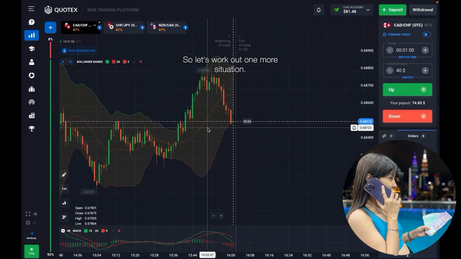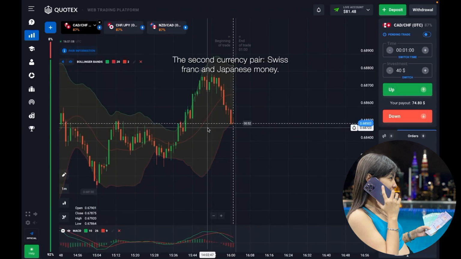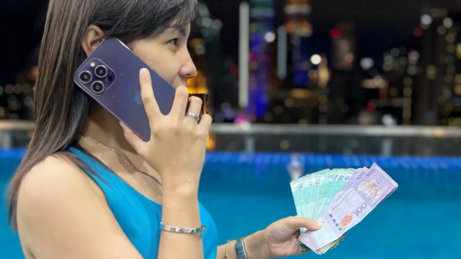Let's work out one more situation, the second currency pair. Swiss franc and Japanese yen. Let's see what the market offers for us here. And again, here we have this nice bearish market. And yes, for beginners, my advice is of course trading with the trend.